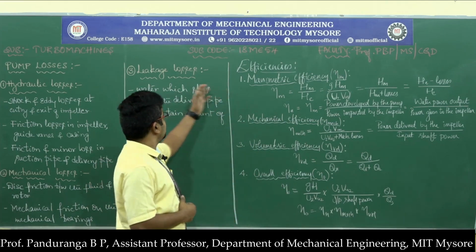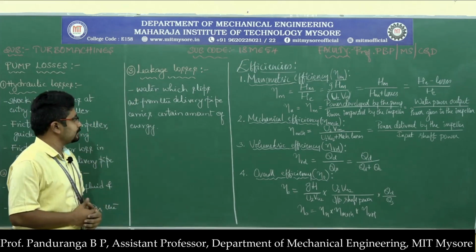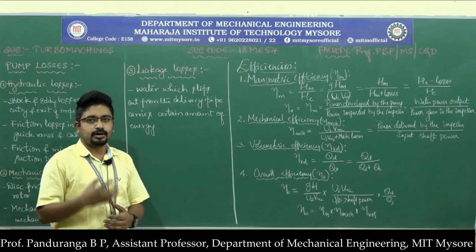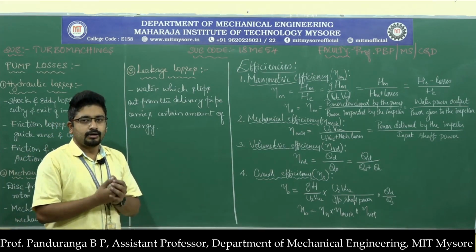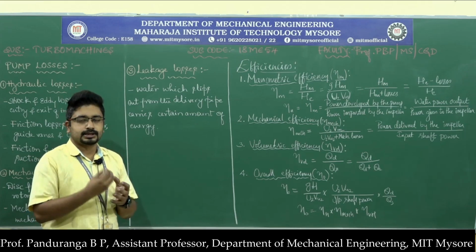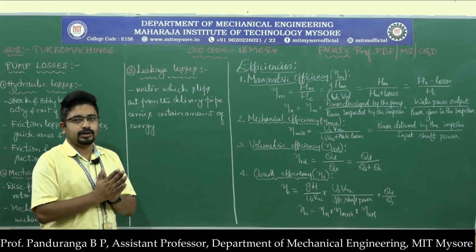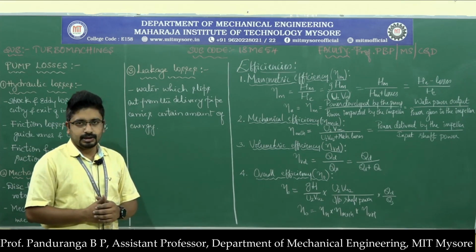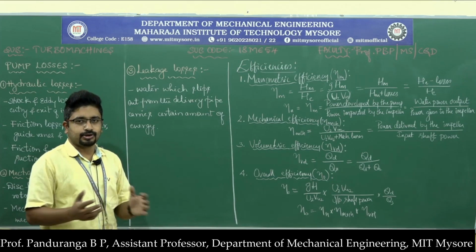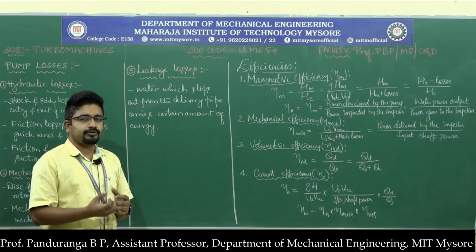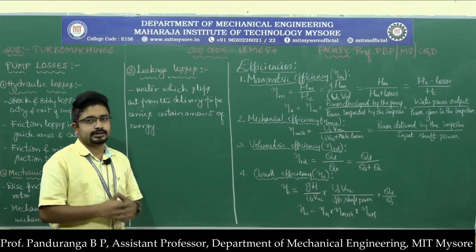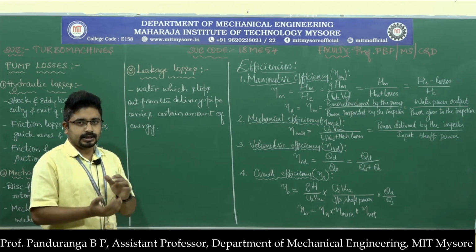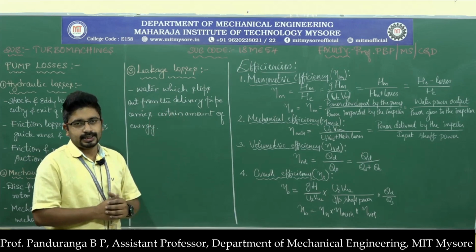Then we have the leakage losses. Here, the water which enters the pump or the casing, which is drawn from the suction pipe, will not all flow into the delivery pipe, because this is not a positive displacement pump, this is a turbo machine, so there is no positive containment here. Some of the water leaks and goes back into the suction pipe, or leaks and stays in the casing, and it will not move into the delivery pipe.